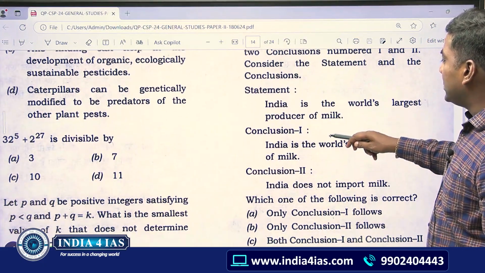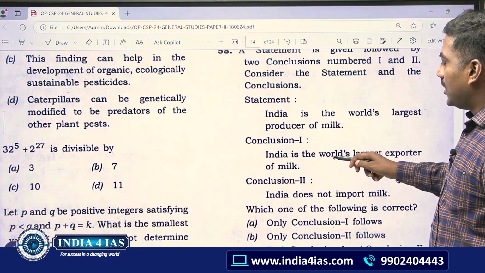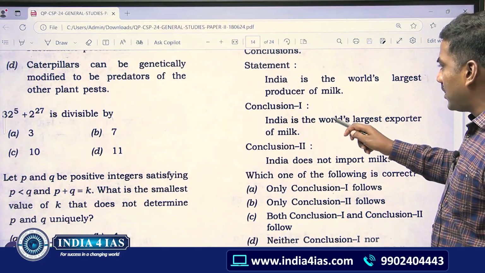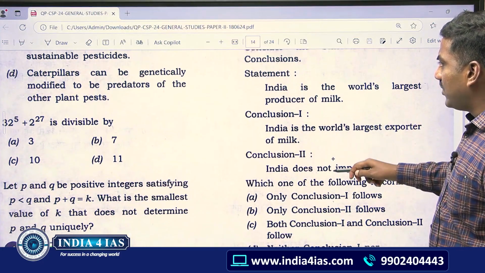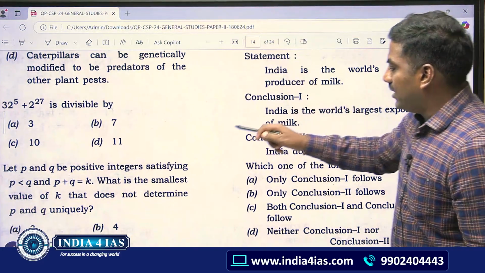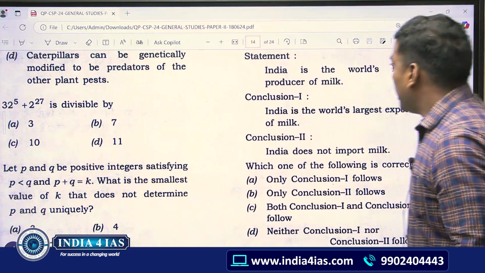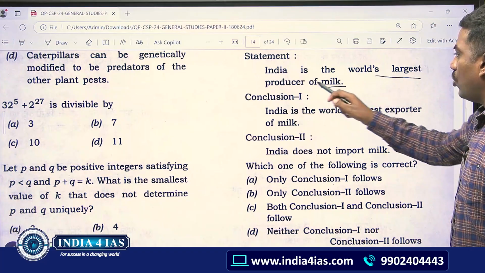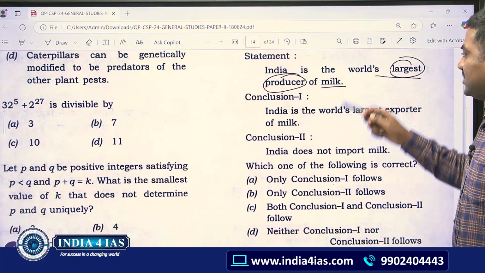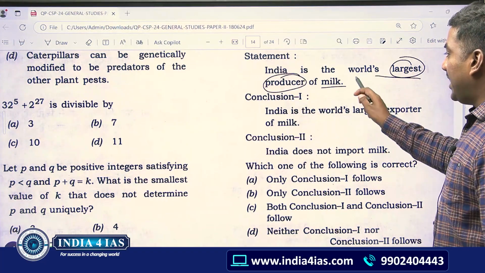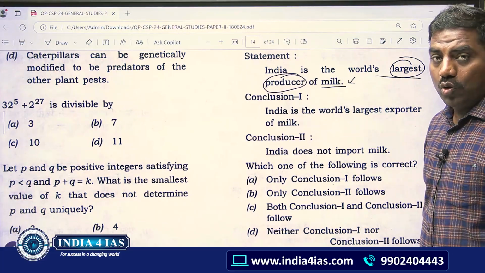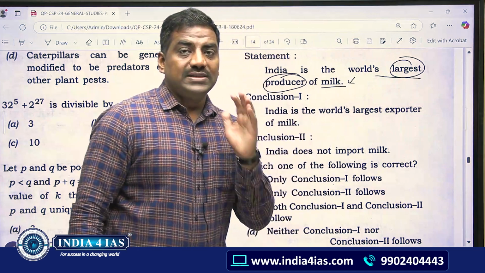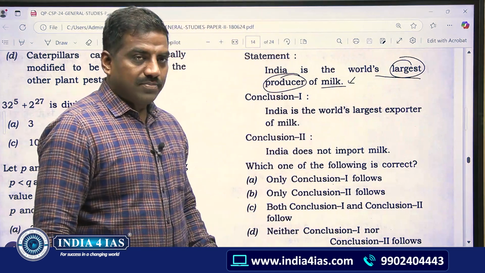So this is something related to statement and conclusion. They have given the statement and we have to conclude. Let me see this one. 58th question. What does the statement tell? India is the world's largest producer of milk. Done. We are seeing only the production and that we are the largest. How many types of milk, all that we don't know. Consumption we don't know. Export, import, that we don't know. But what we know is we are the highest producers of milk.